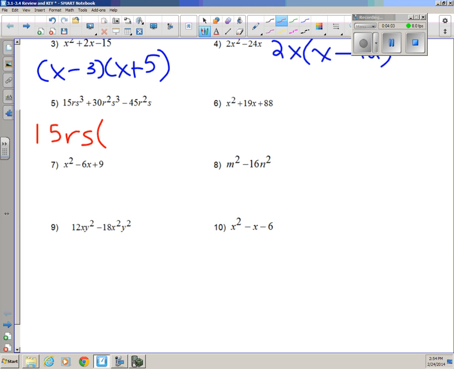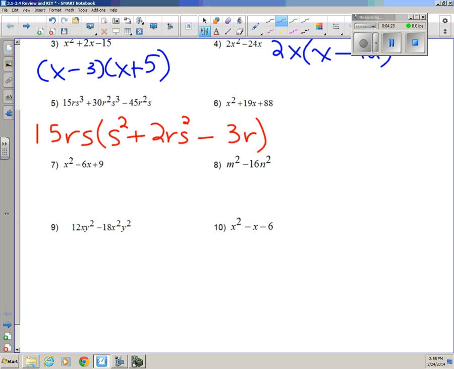What's left over, I need an s squared. I need 15 times 2 to get me to 30, an r, and an s squared again. And then I need to do minus 3, and then an r. So that should be your final answer for 5. Remember, it was just factor, not factor completely. So GCF comes out, and then what's left over.